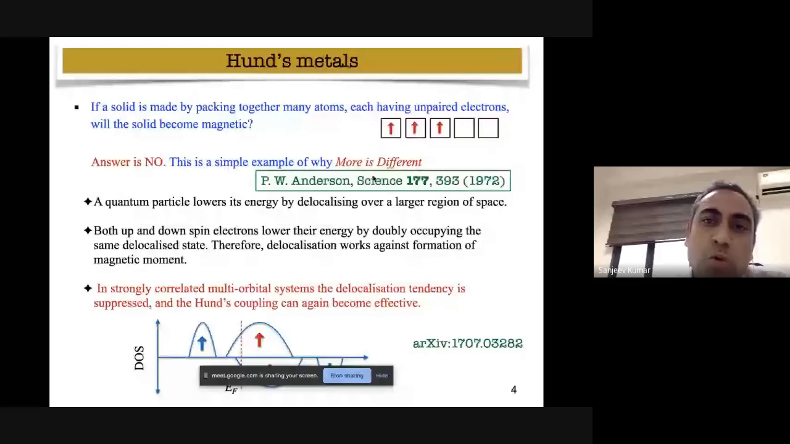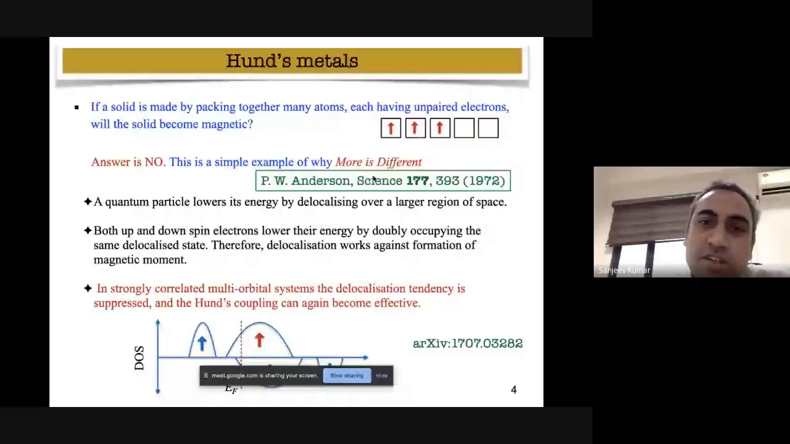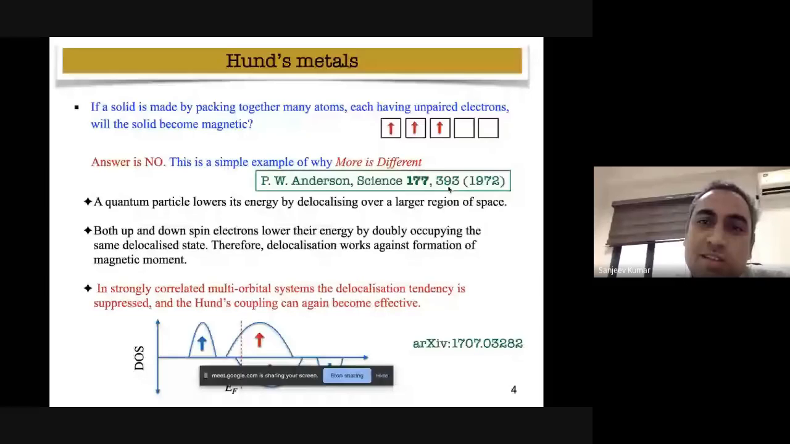"More is Different" article by Phil Anderson, and I recommend all students, if you have not read this article, this is an absolute must if you want to do science. So you must read this article. It's a 2-page article in Science, and I cannot overemphasize it enough that you must go back and read this article if you want to appreciate how science should be done and viewed.